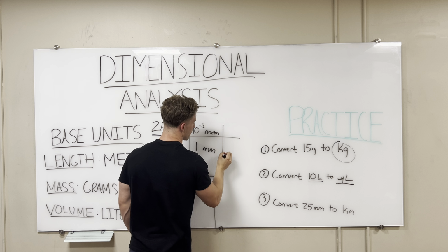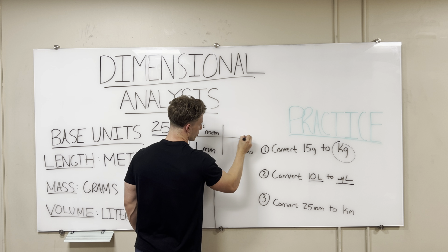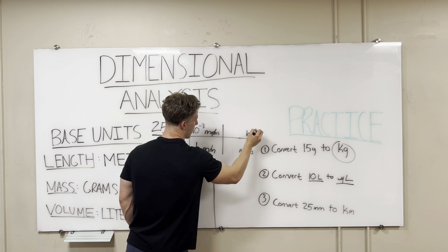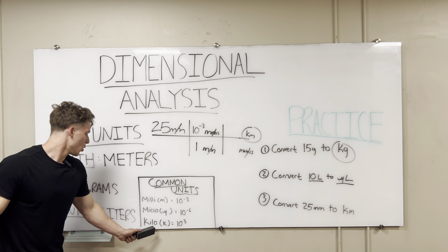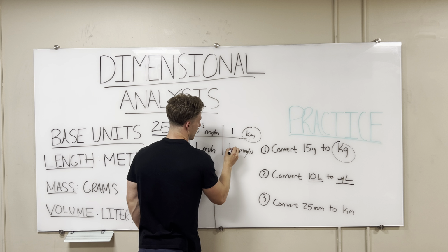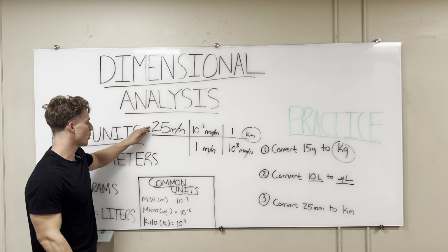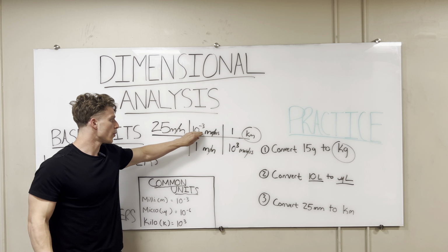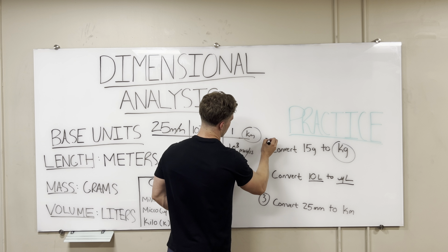And I now need to get to kilometers. So meters down here, kilometers up here. My millimeters will cancel out, my meters will cancel out, I'll be left in kilometers. Now, again, we're in our base unit, we can see that kilometers is 10 to the third. 1 kilometer is 10 to the third meters. So if we're going to solve this, we'd take 25, multiply it by 10 to the negative third, and then divide by 10 to the positive third, and that would give us our final answer in kilometers.